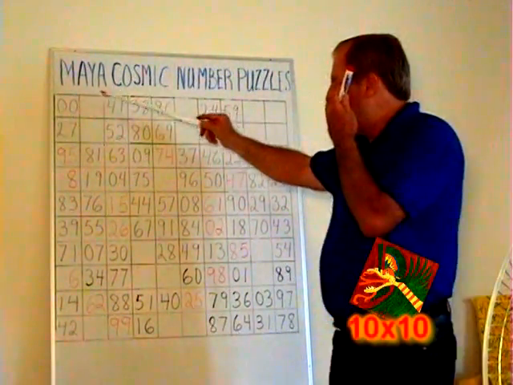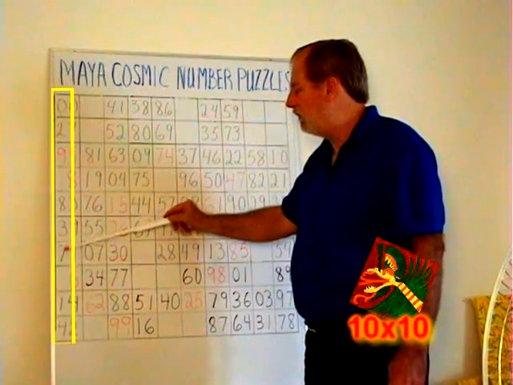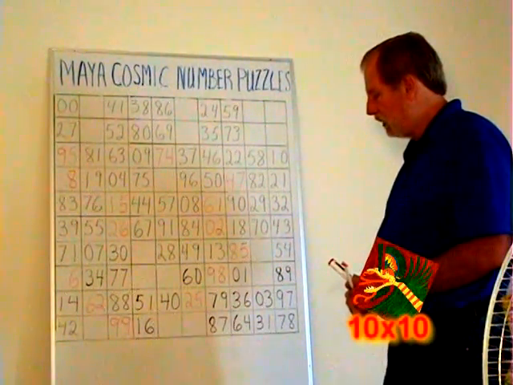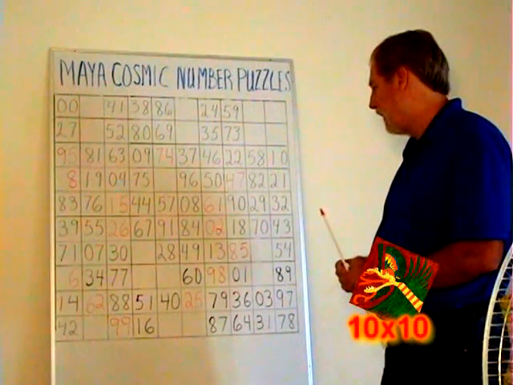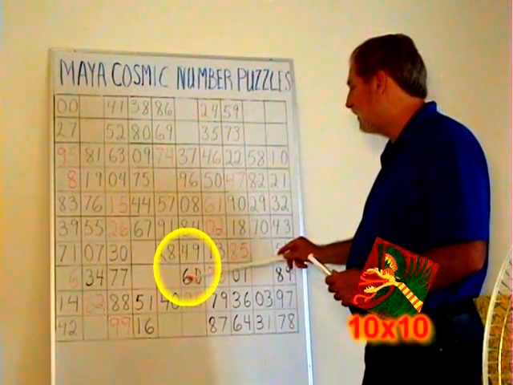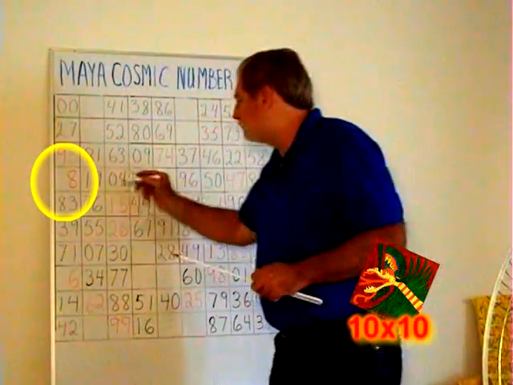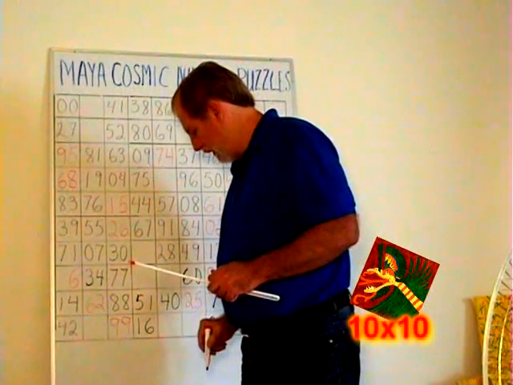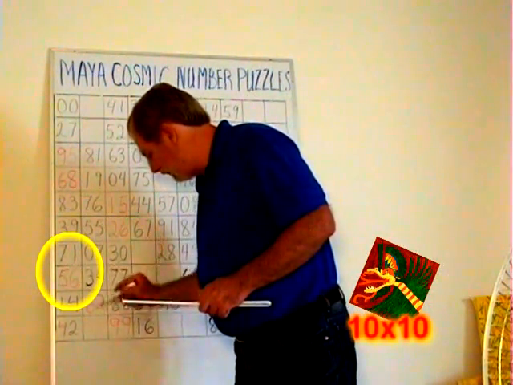On the left side, we have a 0, a 2, a 9, an 8, 3, 7, 1, and 4. We are missing then a 6 and a 5. If we look here, on this row, we already have a 6, so the 6 cannot go here, it must go up there. If the 6 goes there, then the 5 must go here.